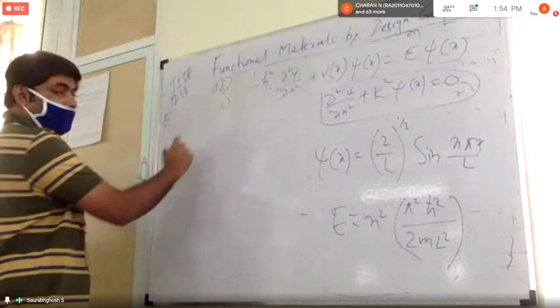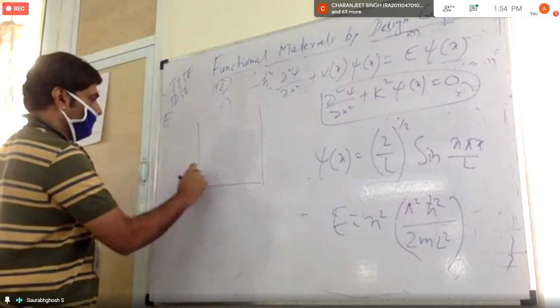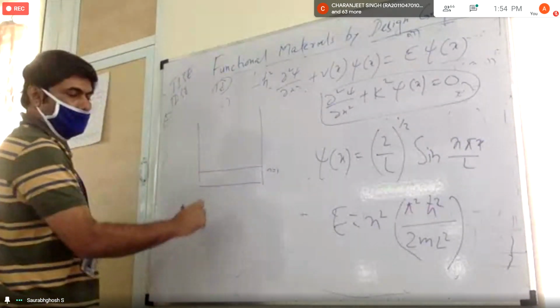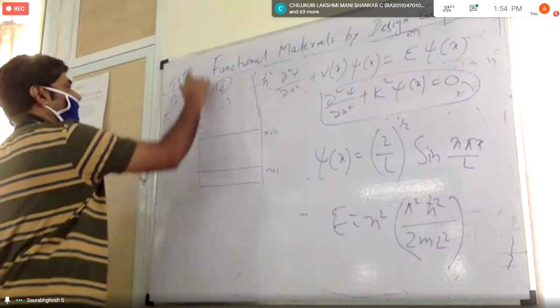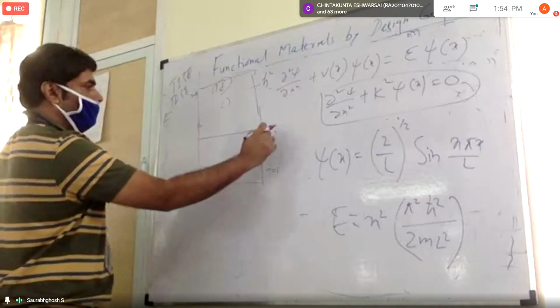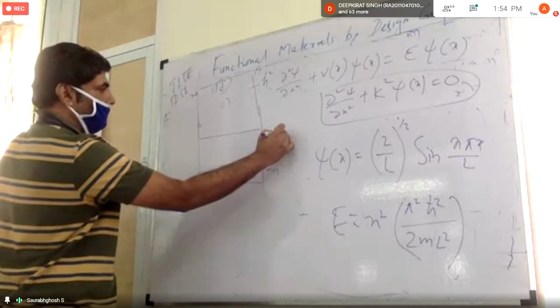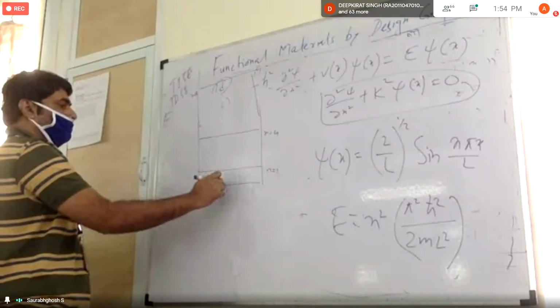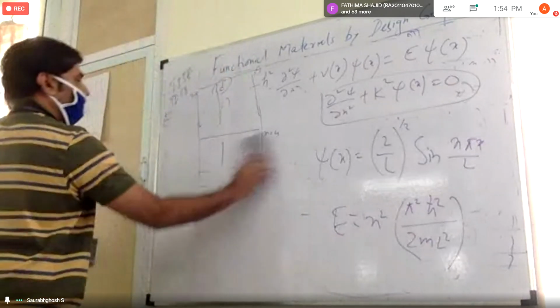So I already told you about the energy. This is n is equal to 1, this should be n is equal to 2, and this should be n is equal to 3. If this is 1, this should be 4, and this should be 9. This is 9 times the n equal to 1 energy. So the gap should be increasing.